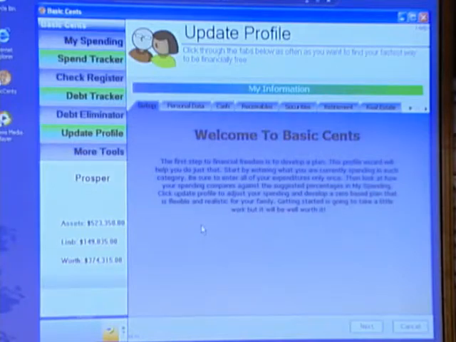Spending in each category. Be sure to enter all of your expenditures only once. Then look at how your spending compares against the suggested percentages in My Spending. Click Update Profile to adjust your spending and develop a zero-based plan that is flexible and realistic for your family.